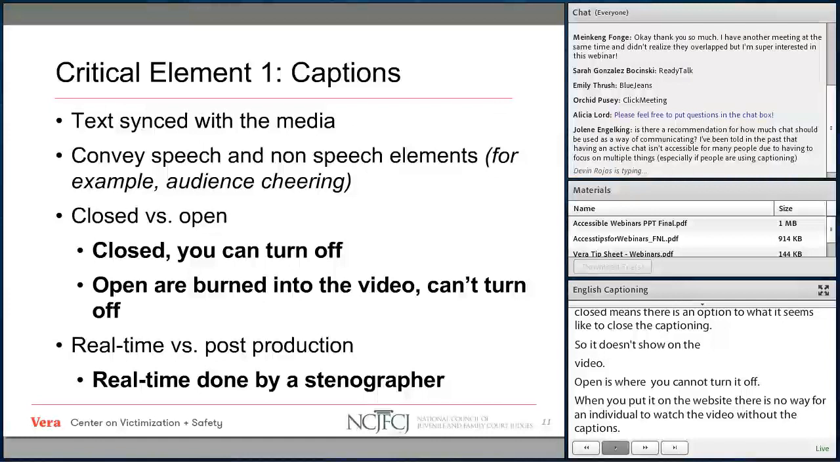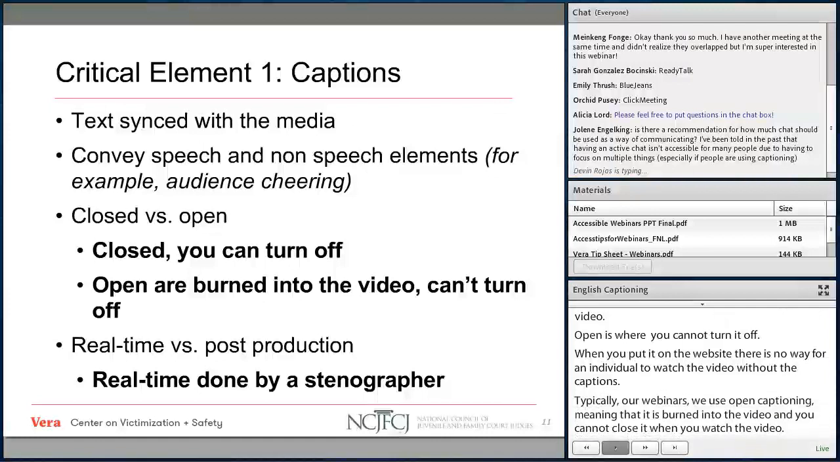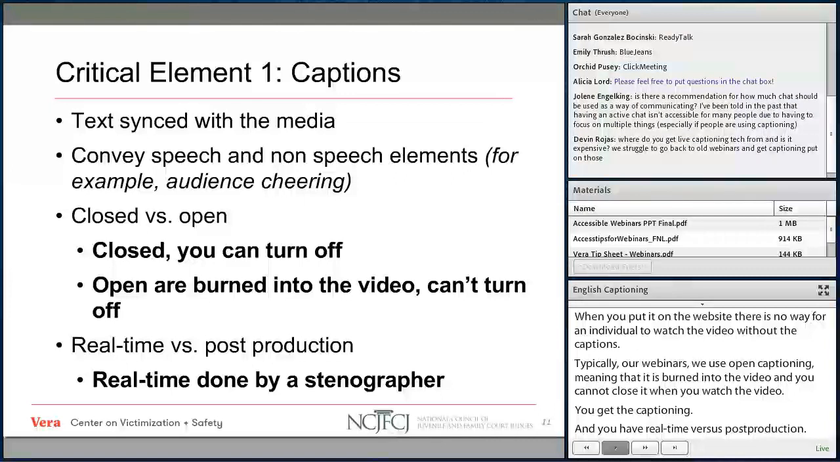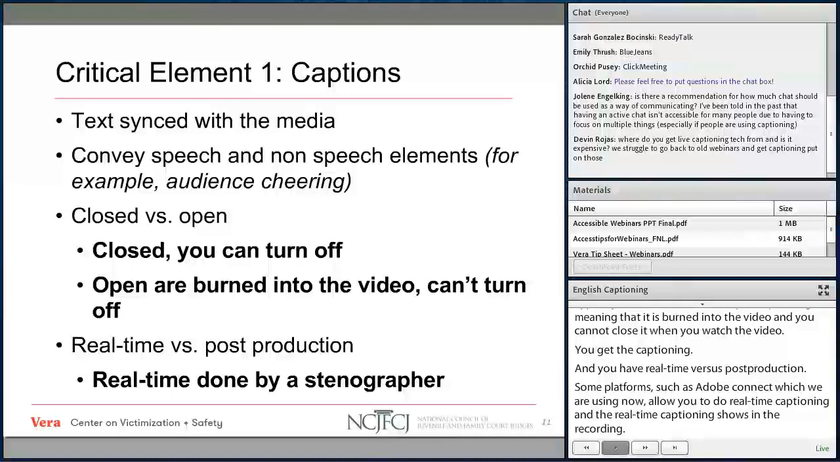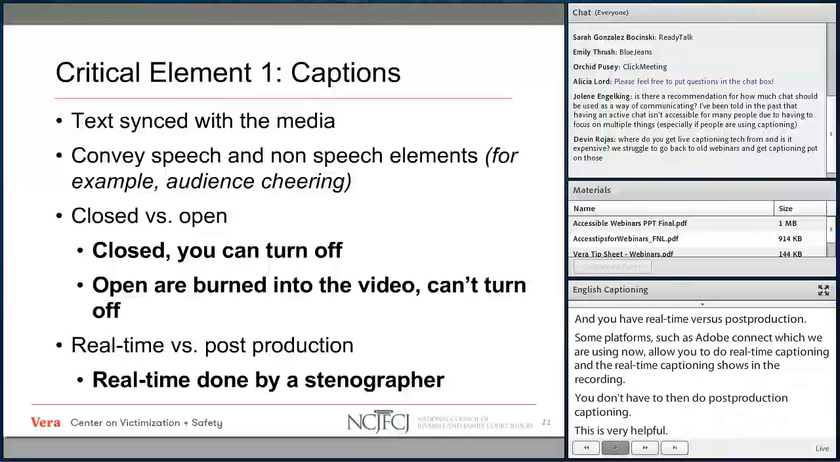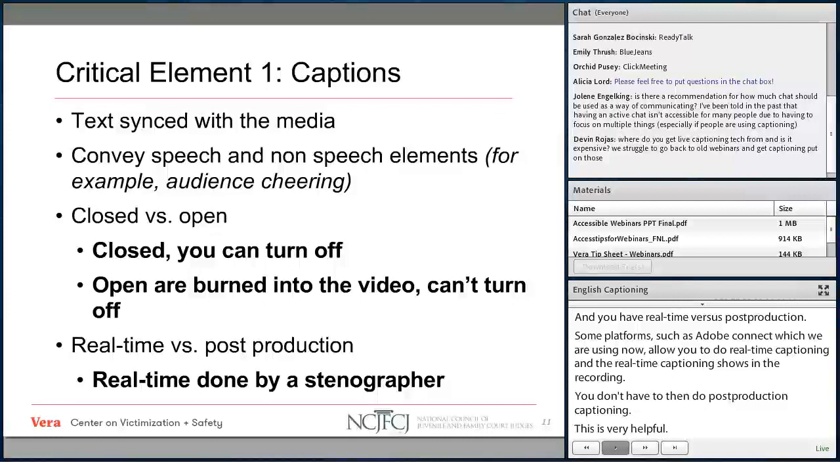And then you have real-time versus post-production. Some platforms, such as Adobe Connect, which we're using right now, allow you to do real-time captioning, and the real-time captioning shows in the recording. So you don't have to then do post-production captioning, which is very helpful. It cuts down on post-production costs. Other platforms, the video doesn't necessarily show the captioning, so you would then have to go in and do post-production captioning.